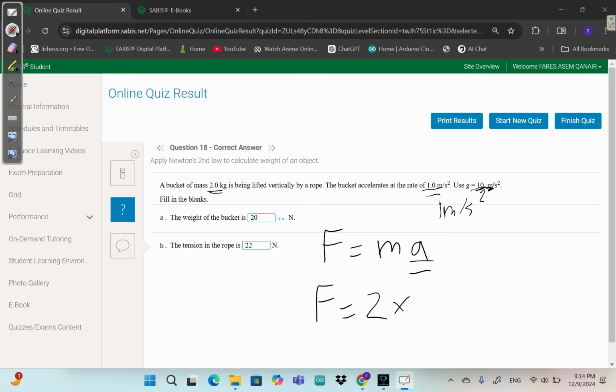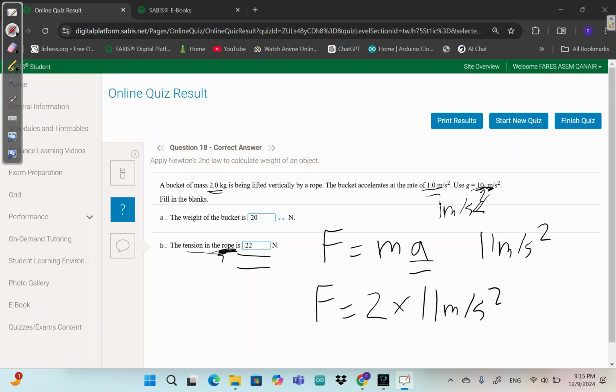So now we need to basically get rid of gravity to know the acceleration in the rope on its own, how much the rope is accelerating the bucket. So to remove gravity, we're going to add 10 to the actual acceleration. So we get that the acceleration from the rope on its own is 11 meters per second squared. So our force is going to be equal to 2 times 11 meters per second squared, which is 22.